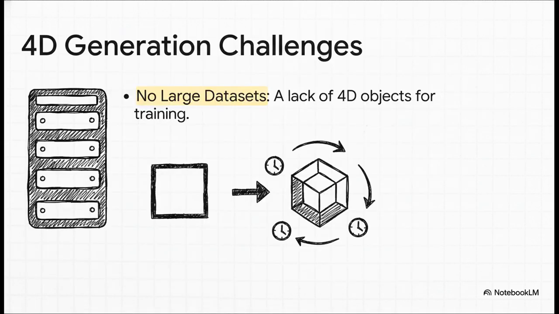Now, this is an incredibly difficult problem to solve. I mean, think about it. There are no big datasets of 4D objects for the AI to learn from. It's like asking you to build a perfect 3D model of a car, but you only get to see one picture of it from one angle. That's what the AI has to do. It has to figure out what the back and the top look like, even though it's never seen them.